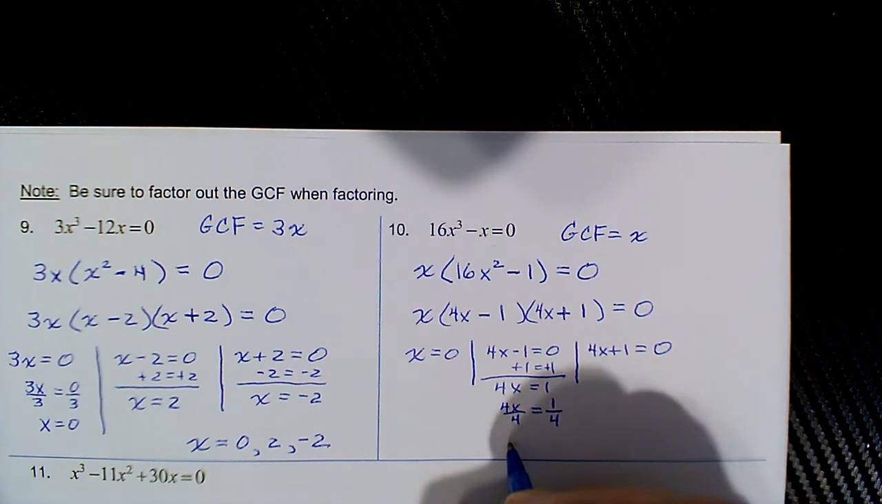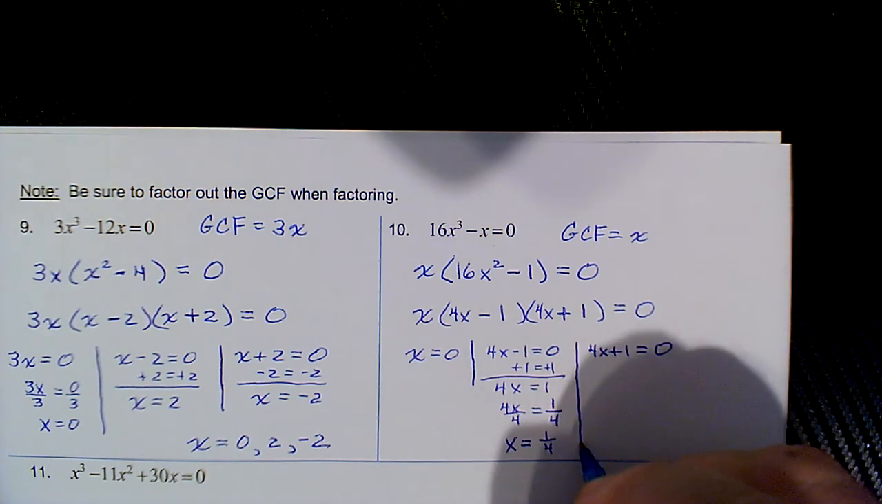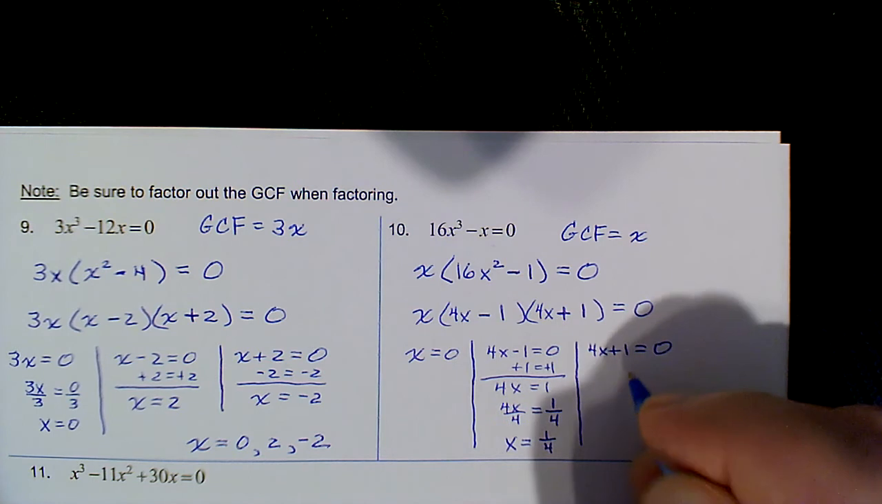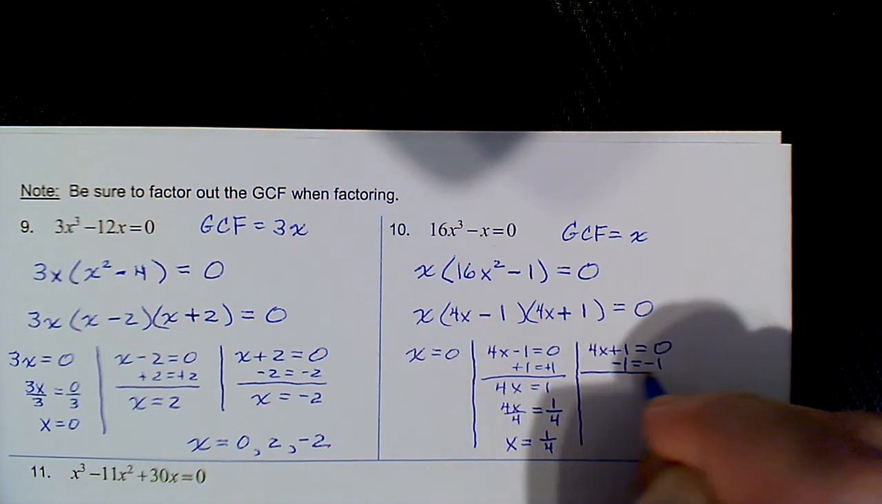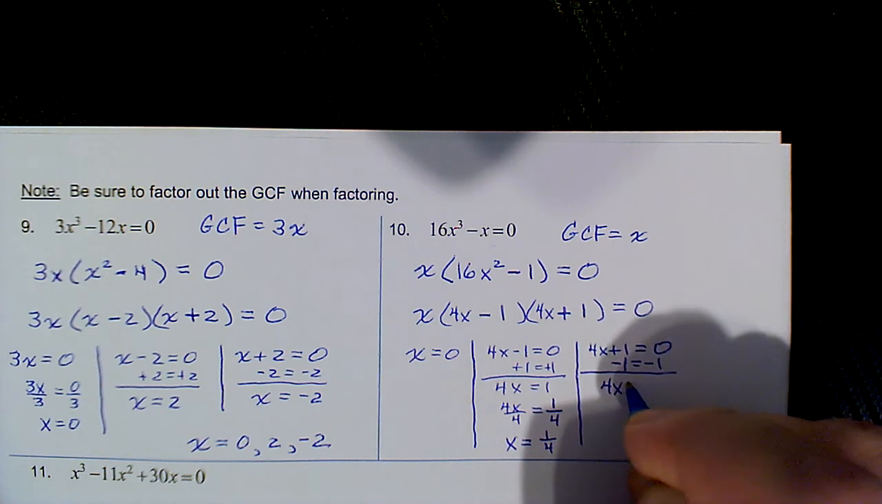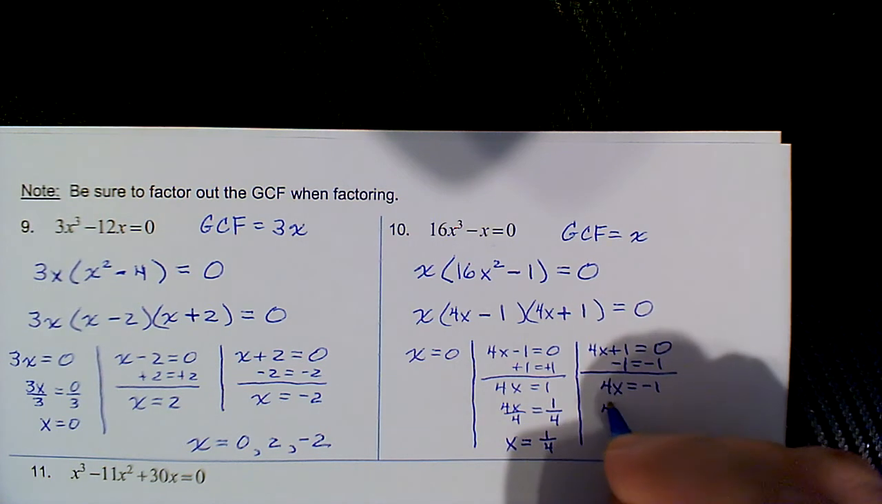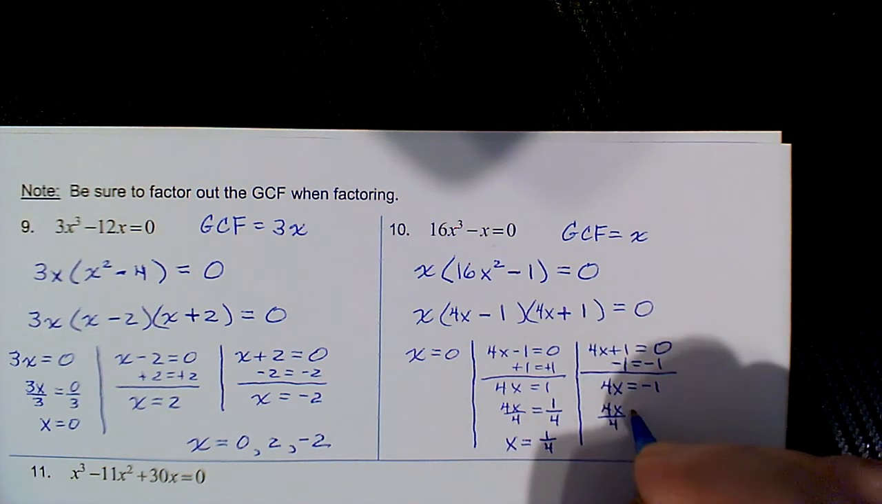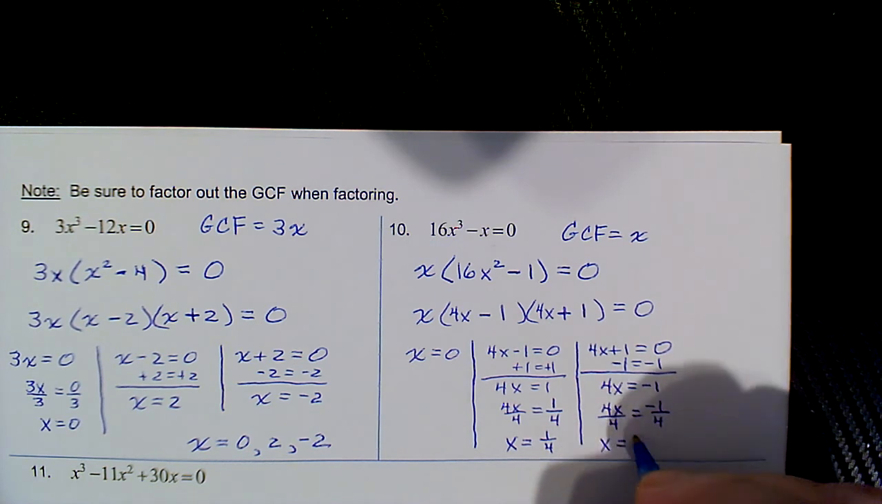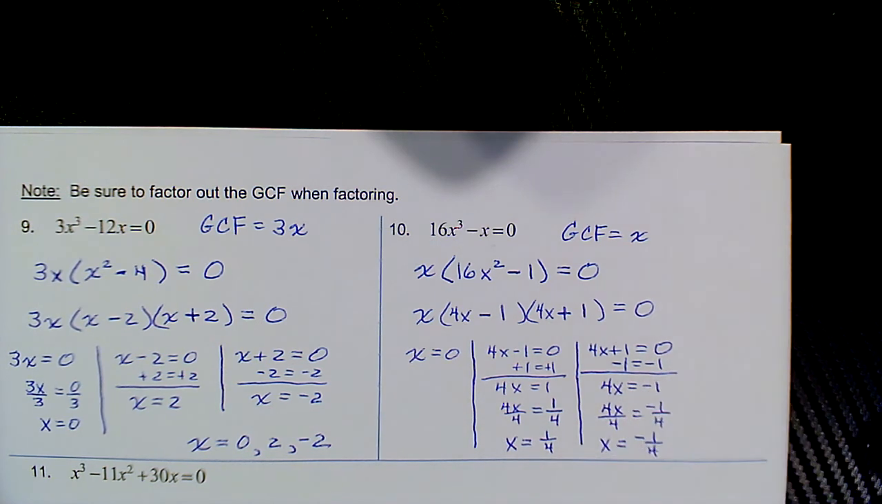Divide by 4. Get x is 1/4. Okay, and similarly here, two-step process, subtract 1 from both sides. 4x is negative 1. Divide by 4. And x is negative 1/4.